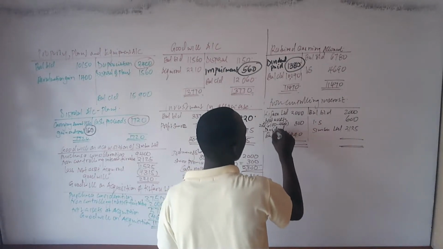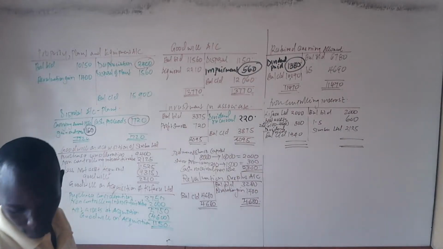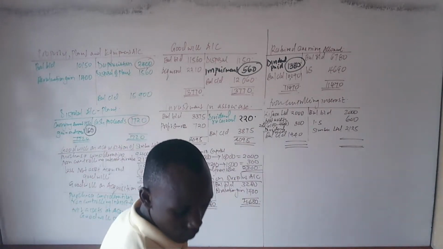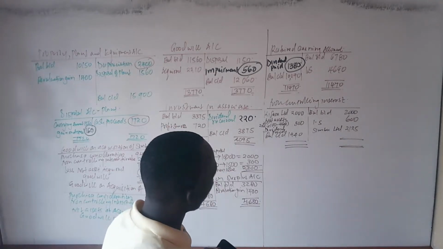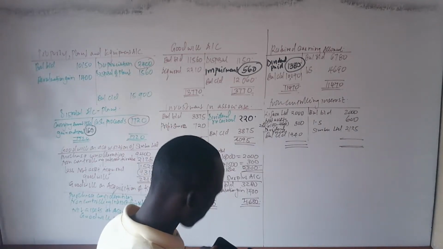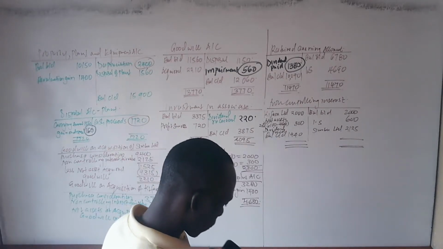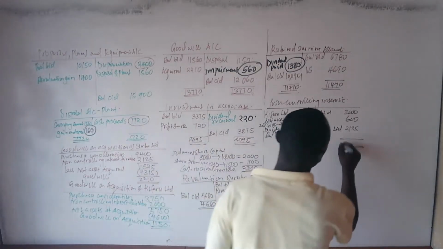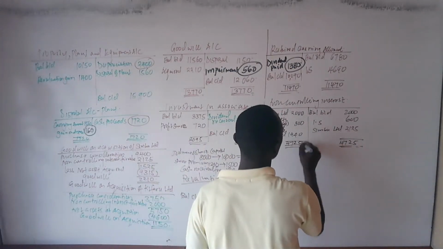Dividend paid, how much was paid as dividend? I think in that case, we would have incorporated everything. So therefore, it is going to be how much? 2000 plus 600 plus 2125, we will get 4725. Yes, 4725.